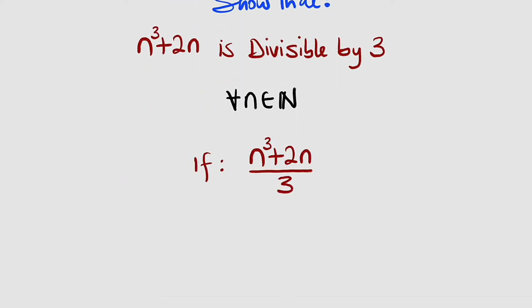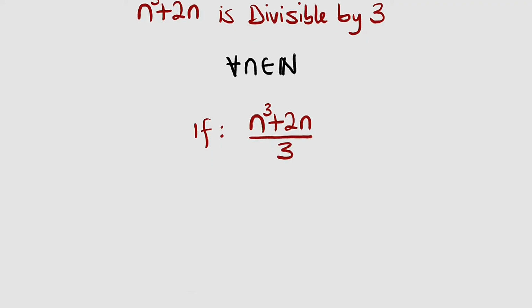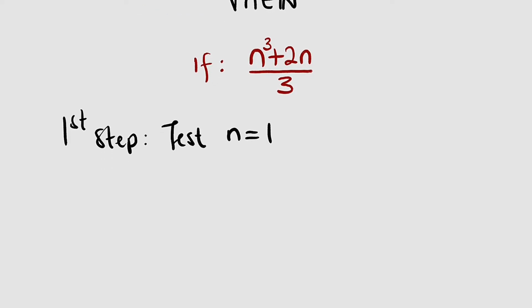If n to the power of 3 plus 2n is divisible by 3, how can we prove that? We have 3 steps. The first step is to test n equal to the first term of the natural numbers, which is 1, to see whether it is divisible by 3. If it satisfies, then we test for other terms. So when n is equal to 1, that is the first step.